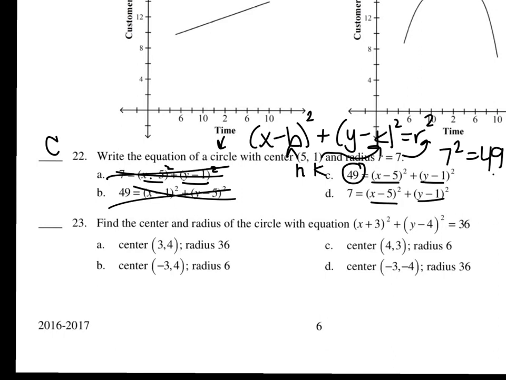Number 23 is the opposite. To get the center, we take the opposite of this sign, so negative 3. We take the opposite of that sign, so positive 4. And then we have to square root the radius. So the square root of 36 is 6. So that will be answer B.